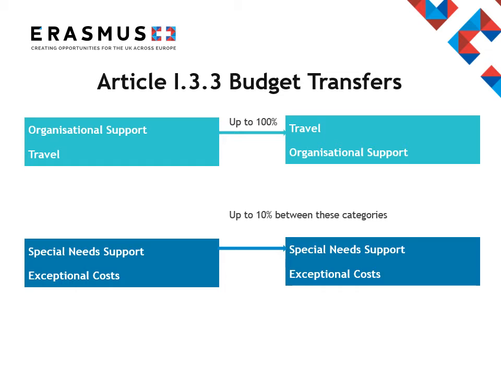On the screen now is a diagram explaining the budget transfer rules under normal circumstances, but there are some COVID-specific rules that we will talk about later. You are able to transfer up to 100% of the funds allocated for organisational support to travel and vice versa. You are also able to transfer up to 10% between special needs and exceptional costs. These rules are in Article 1.3.3 of your grant agreement.